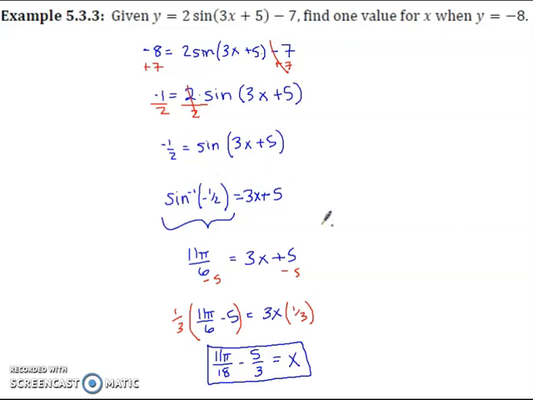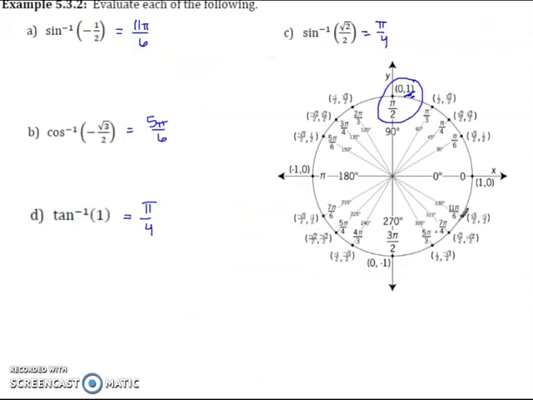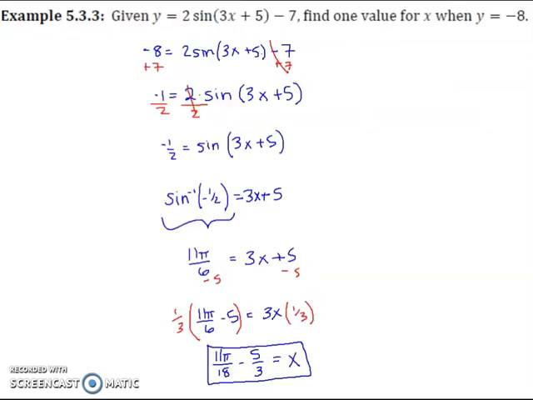So now I look on my unit circle for where I have a y value or a sine value of -1/2. Again, we're looking from the interval -pi over 2 up to +pi over 2. So in that interval, I see a sine value of -1/2 at 11 pi over 6.